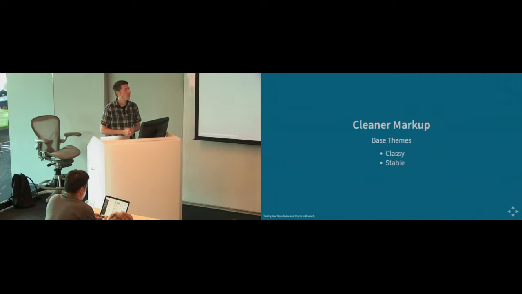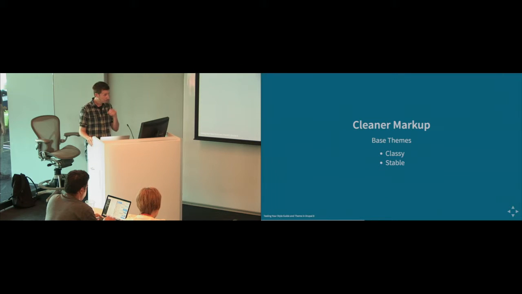And there are a couple of base themes, Classy and Stable. Classy to me is kind of like the sane, reasonable amount of markup. And Stable is the kind of bare minimum. And so you can use these as base themes when you build custom themes. You have to define a base theme. So if you don't, it'll default to, I believe, Stable, unless you put in your theme info YAML file base theme equals false. But you should be using a base theme.